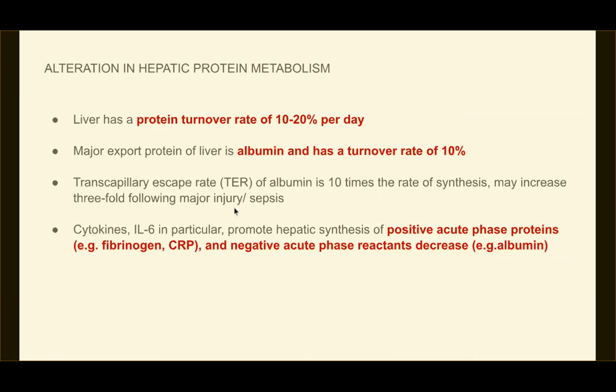Transcapillary escape rate of albumin is 10 times. Albumin concentration is decreased due to increased vascular permeability, which occurs during this phase of metabolism, that is the flow phase, and cytokine response basically occurs due to inflammatory conditions, and there is circulation of polymorphonuclear cells which increase a range of cytokines like IL-1, IL-6 and TNF-alpha, but IL-6 in particular promotes hepatic synthesis of positive acute phase proteins.